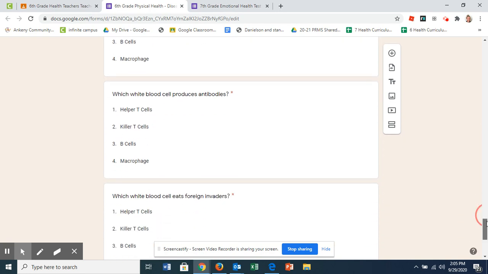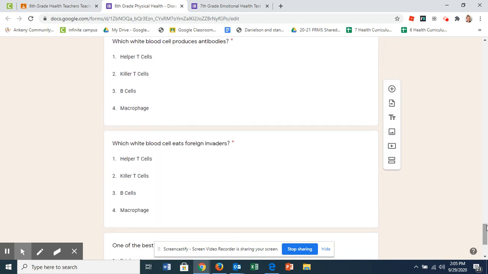Next definition. Which white blood cell produces antibodies? 1. Helper T cells. 2. Killer T cells. 3. B cells. 4. Macrophage. Next definition. Which white blood cell eats foreign invaders? 1. Helper T cells. 2. Killer T cells. 3. B cells. 4. Macrophage.